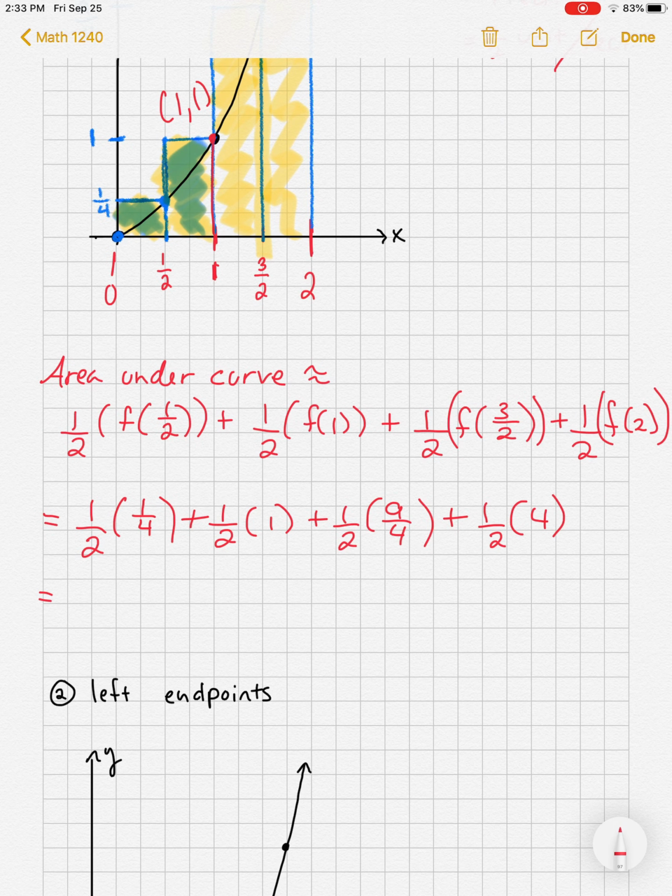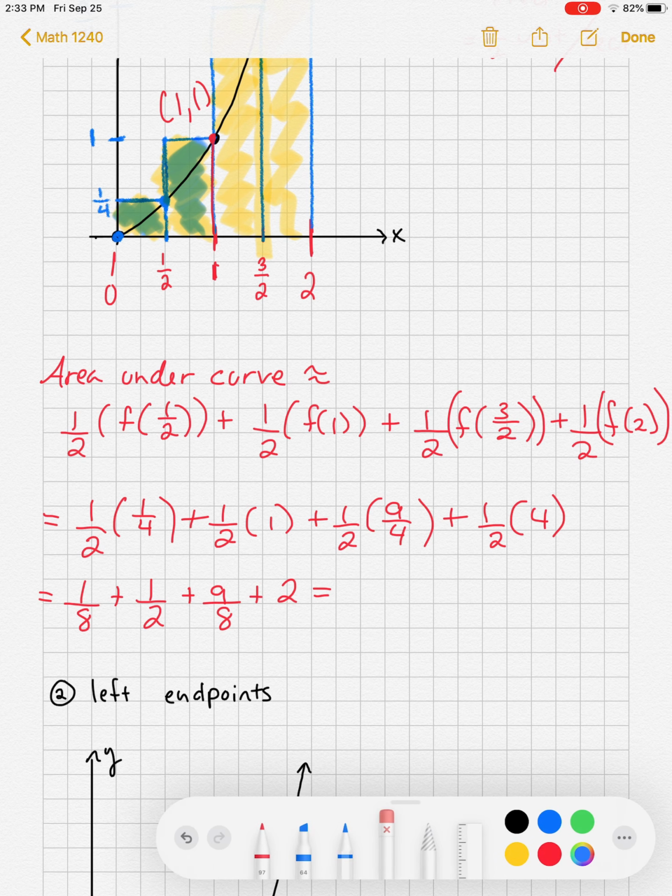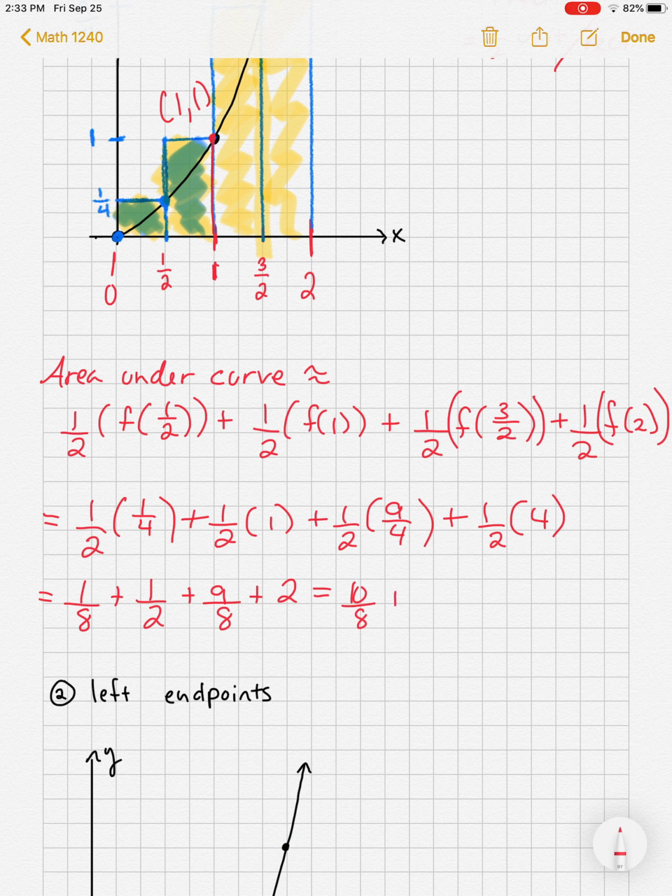Okay, so what do we have? An eighth, a half, 9/8, 2, plus 1/2, plus 9/8, or plus 2. Did I get that right? Let's see. Let me start that over. I think I did make a mistake. Let me do one extra step. Okay, 9/8 plus 1/8, 10/8, a half plus 2.